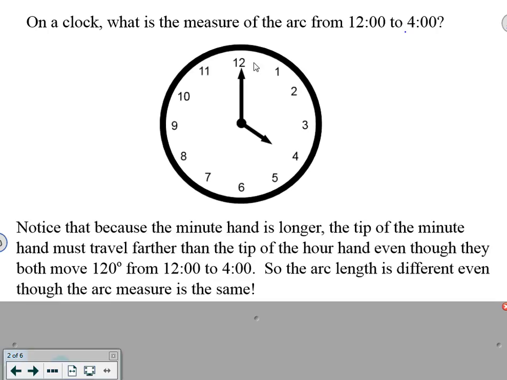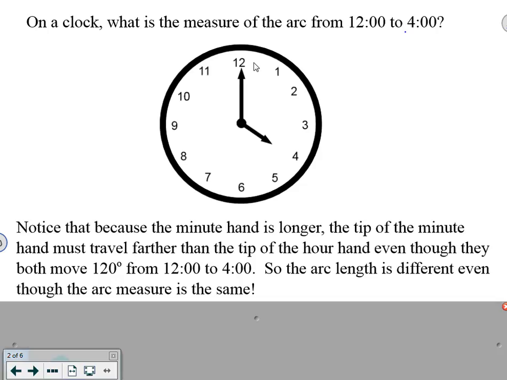So let's go down here. It says, notice that because the minute hand is longer, the tip of the minute hand must travel farther than the tip of the hour hand, even though they both move 120 degrees from 12 o'clock to 4 o'clock. So let's take a look at this a little more closely.